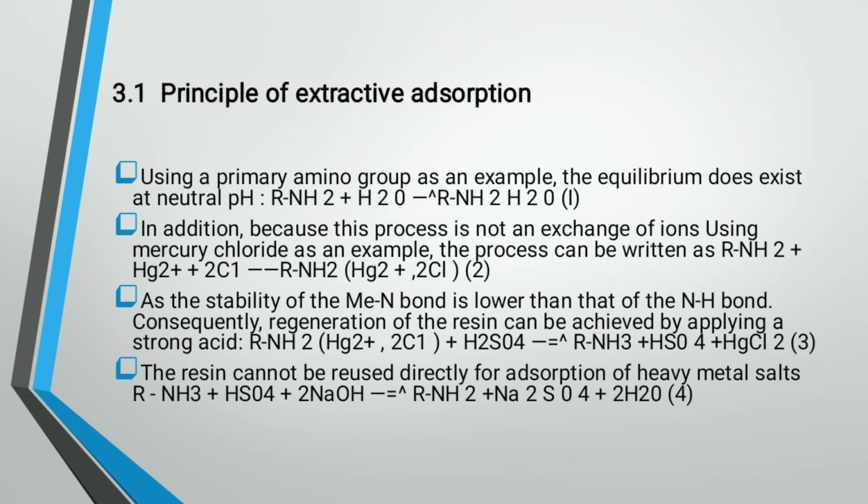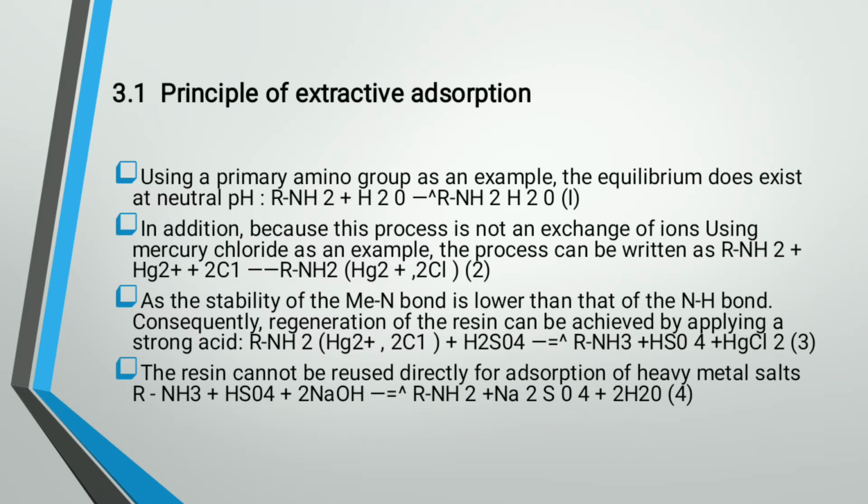The principle used is the principle of extractive adsorption. Using a primary amino group as an example, the equilibrium does exist at neutral pH. In addition, because this process is not an exchange of ions, using mercury chloride as an example, the process can be written as the following equation.